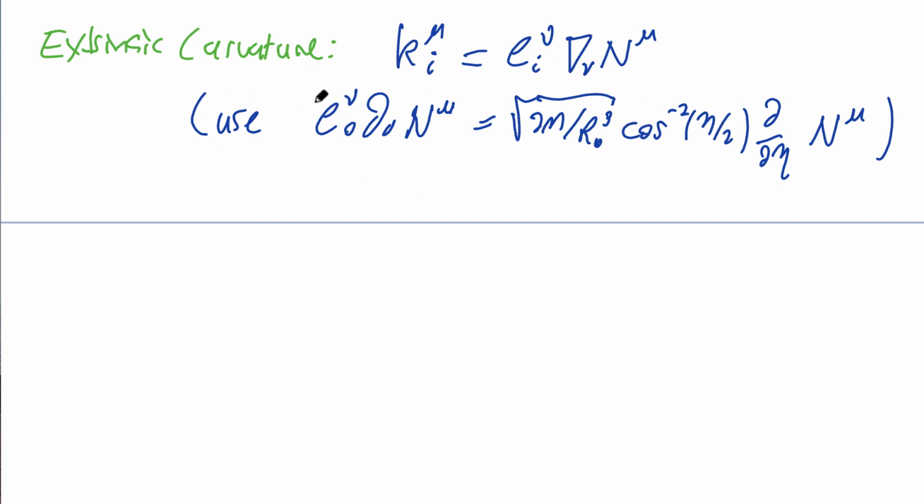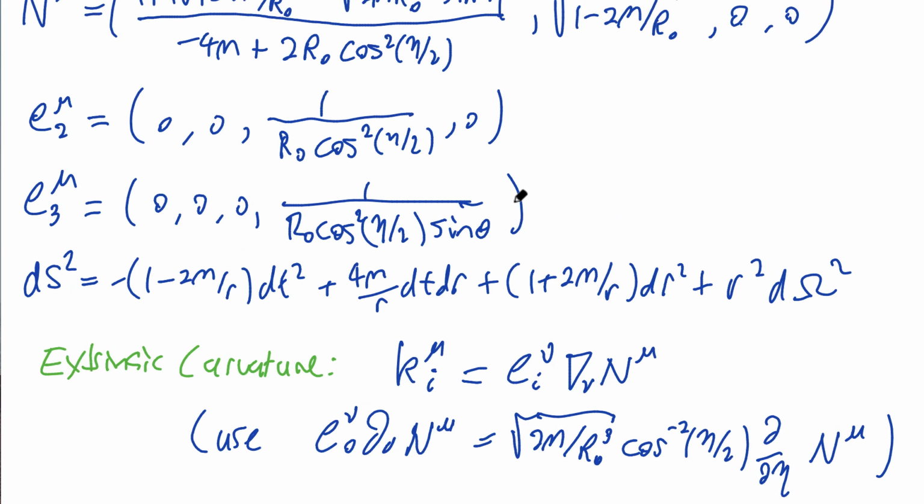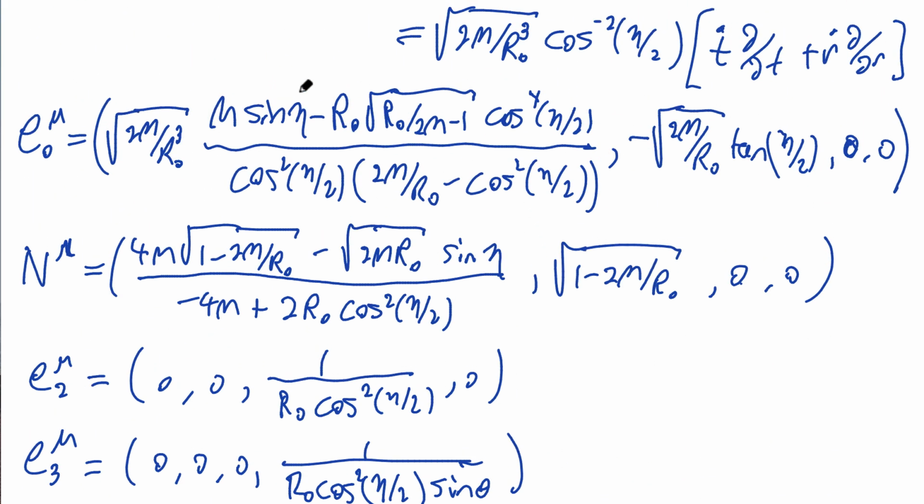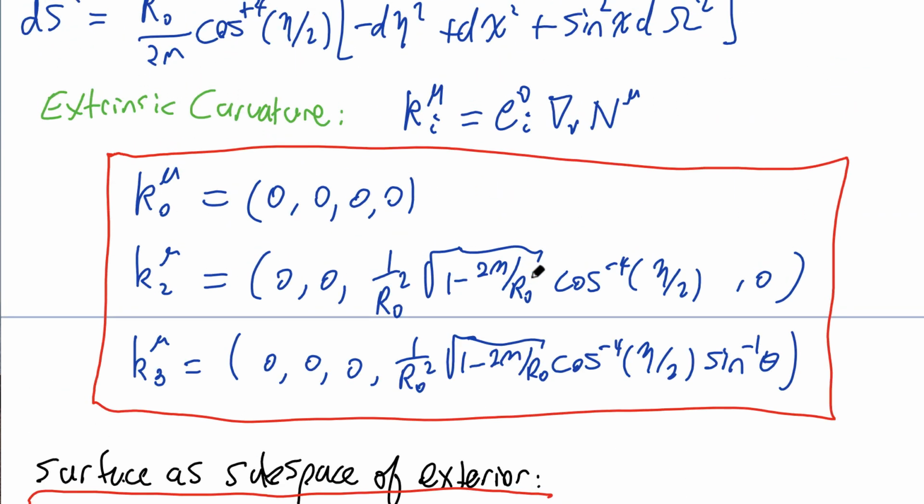So with this hint, I'll leave it as an exercise for you to verify that the extrinsic geometry using these basis vectors and normal vectors turn out to be exactly the same as they were for the surface as a subspace of the interior geometry. So you should obtain exactly these same results. And that shows that the extrinsic curvature on the interior and exterior of the surface match, which shows that the two geometries, interior and exterior, match together smoothly.